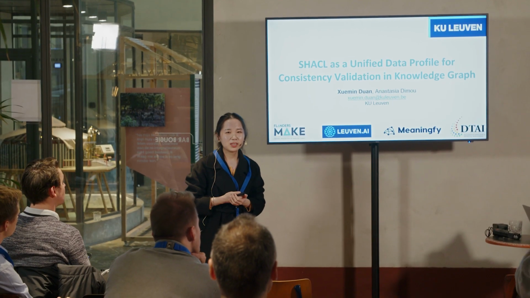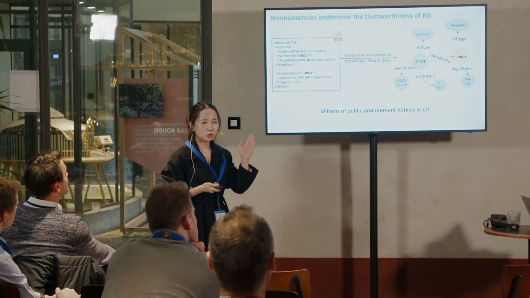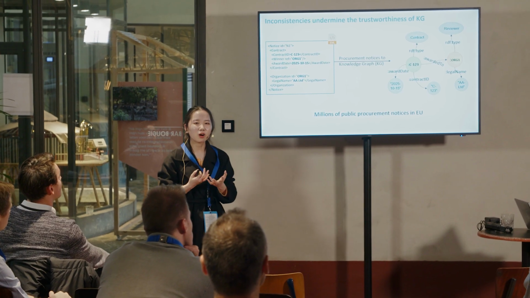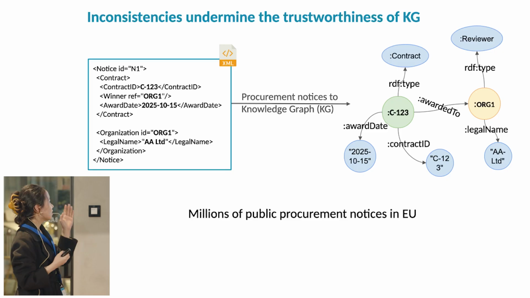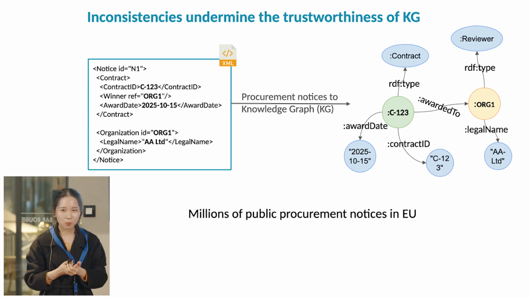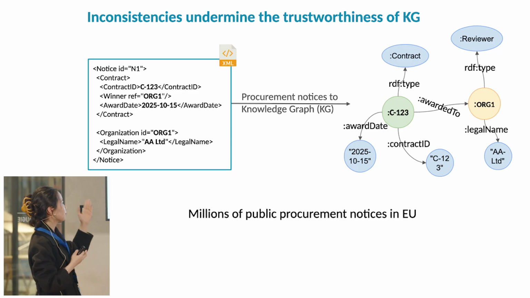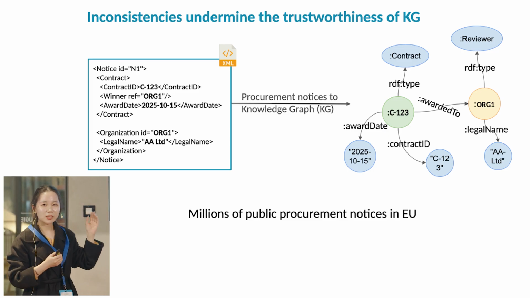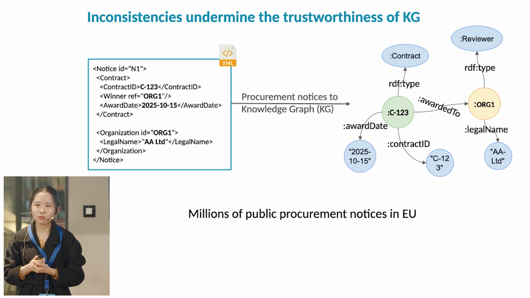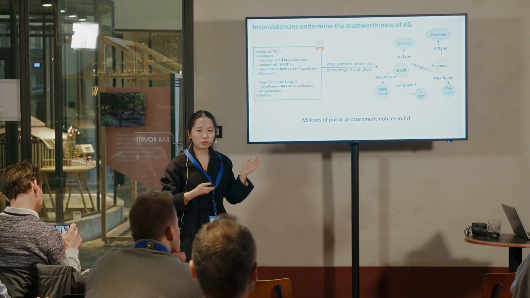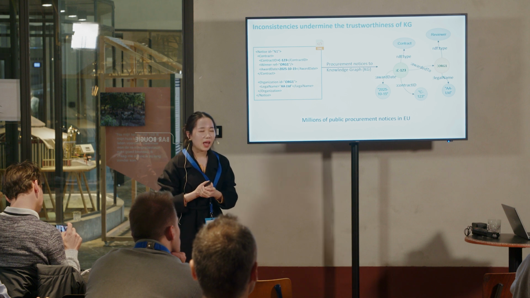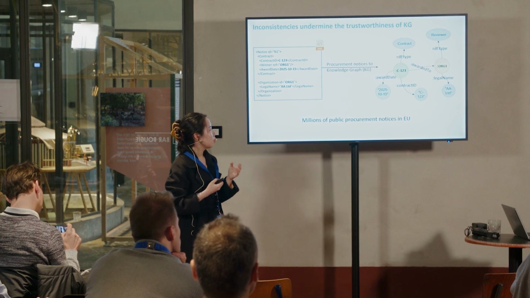We notice that every year millions of public procurement notices are published across the European Union, and they describe who wants to buy what from whom and how much. This kind of procurement information is in XML format, and finally it is translated into a knowledge graph to describe this information in a linked data way. The problem is, what will happen if the generated knowledge graph is inconsistent?